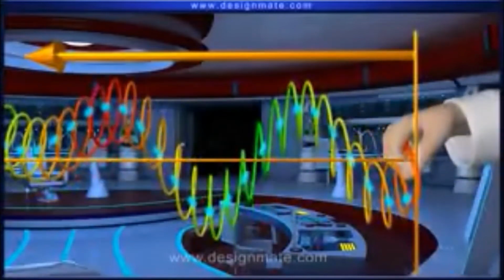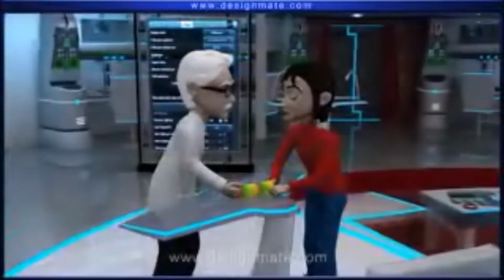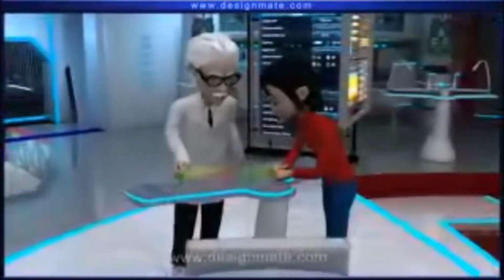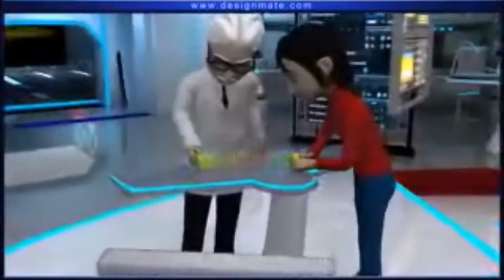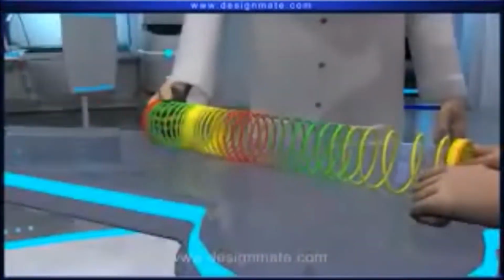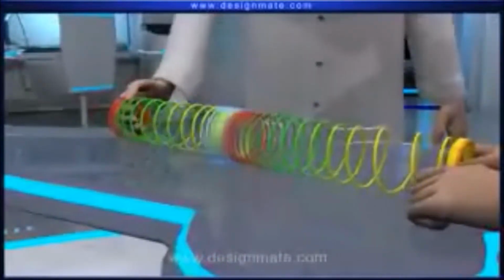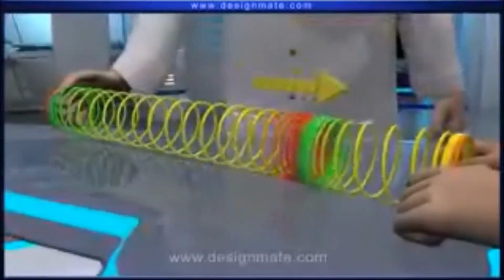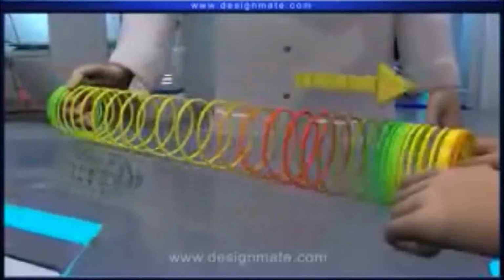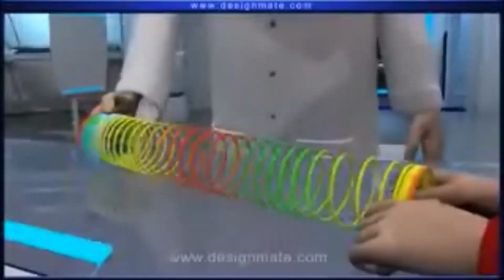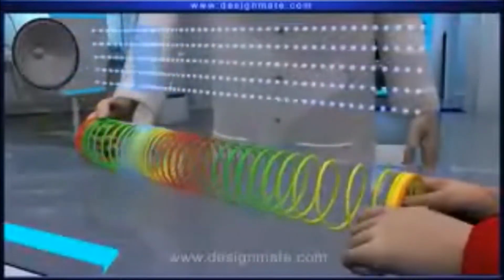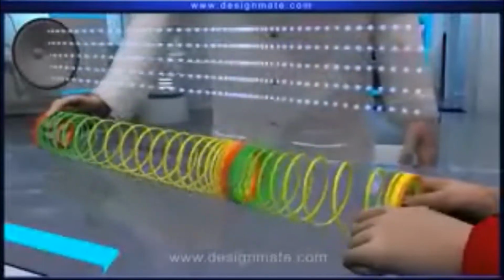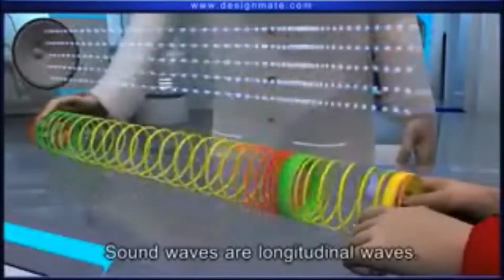Now let's see what a longitudinal wave looks like. Emily is holding one end of the slinky, while Dr. Zook is pulling its other end towards himself and then pushing it towards Emily. Watch closely and you will notice that some of the coils crowd close together and then slowly move farther apart. This is because the vibrations are parallel to the direction of the wave. If the wave moves from right to left, then the particles also vibrate from right to left. This is a longitudinal wave. Sound waves are longitudinal waves.